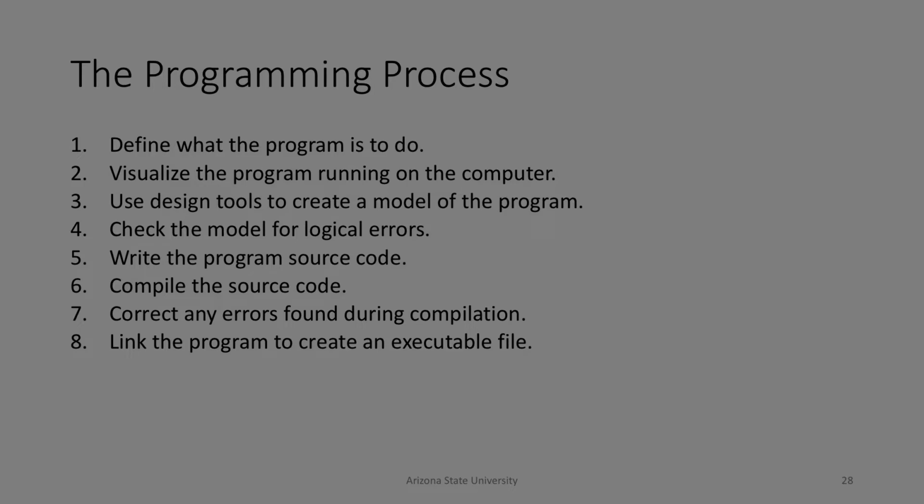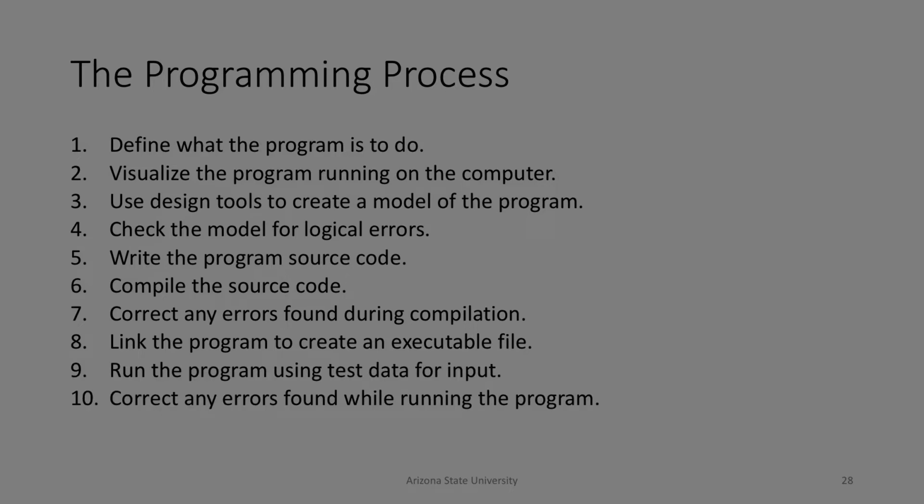Link the program. So step 8, we don't actually do ourselves. We just have the C line or whatever program do it automatically for us. Run the program itself and then correct any errors here. So why do I have 2 different parts of this where I say correct errors? There are 2 different types of errors, runtime errors and compilation errors.